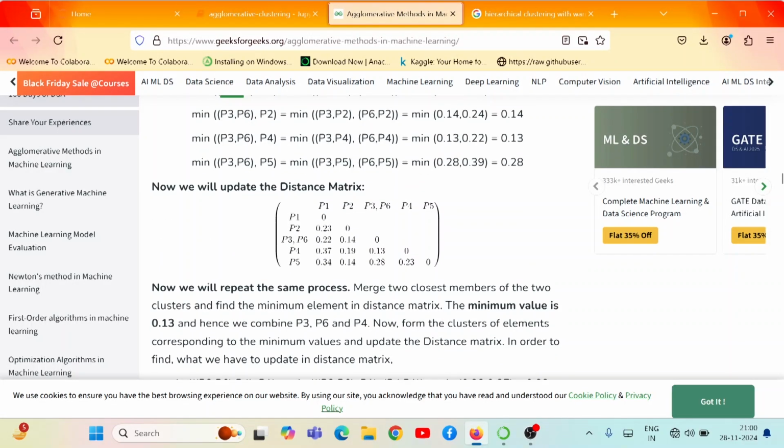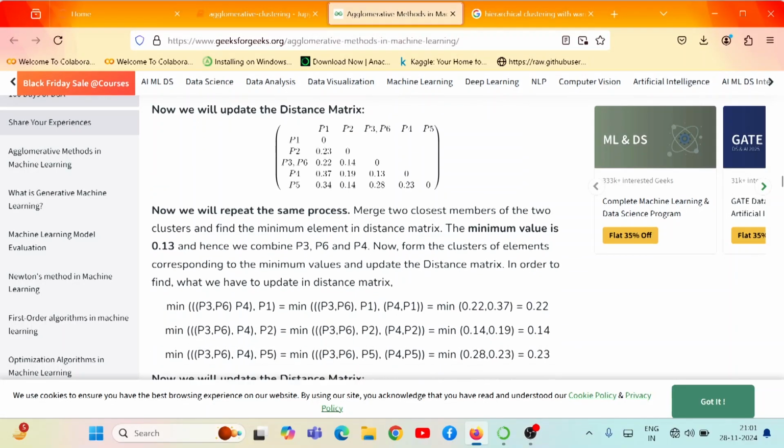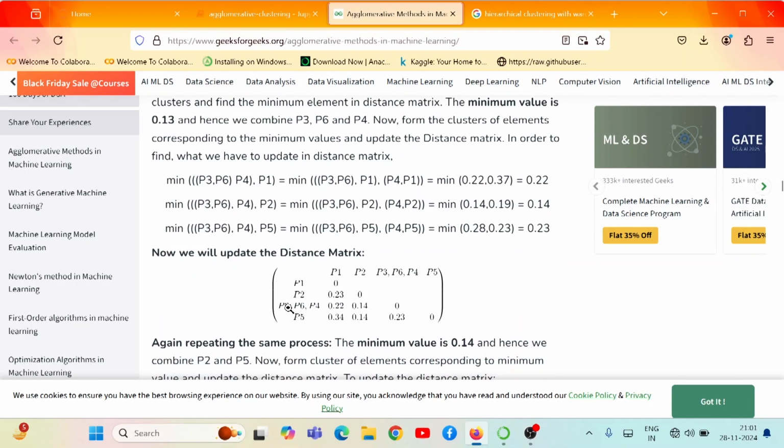Again the method is the same. We have to find the minimum value among these. So what is the minimum here? If you observe, this is the minimum distance, 0.13. It means this P4 point is very close to the P3, P6 cluster. So now we have to merge P3, P6 with P4. That is the idea. Now they are forming one cluster.